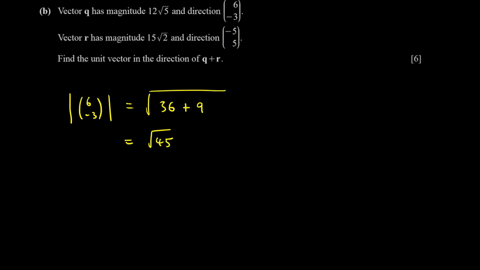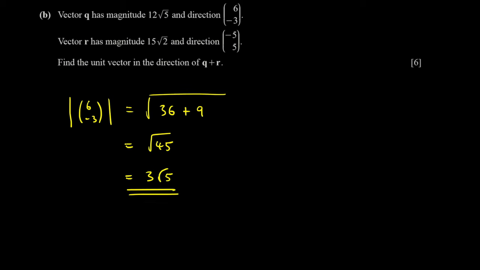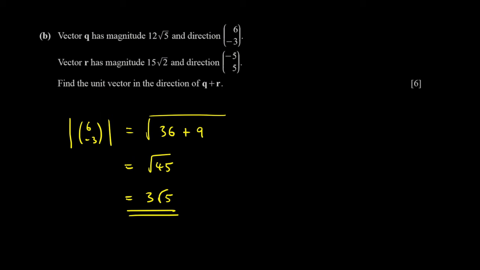45, how could I simplify that? Well, that's 9 times 5, isn't it? And therefore, if I do the square root of 9 times 5, I'm going to get 3 root 5, right? Because the square root of 9 is 3. Now, let's just have a think about that. What that means is that this vector here, (6, -3), has got a size of 3 root 5.